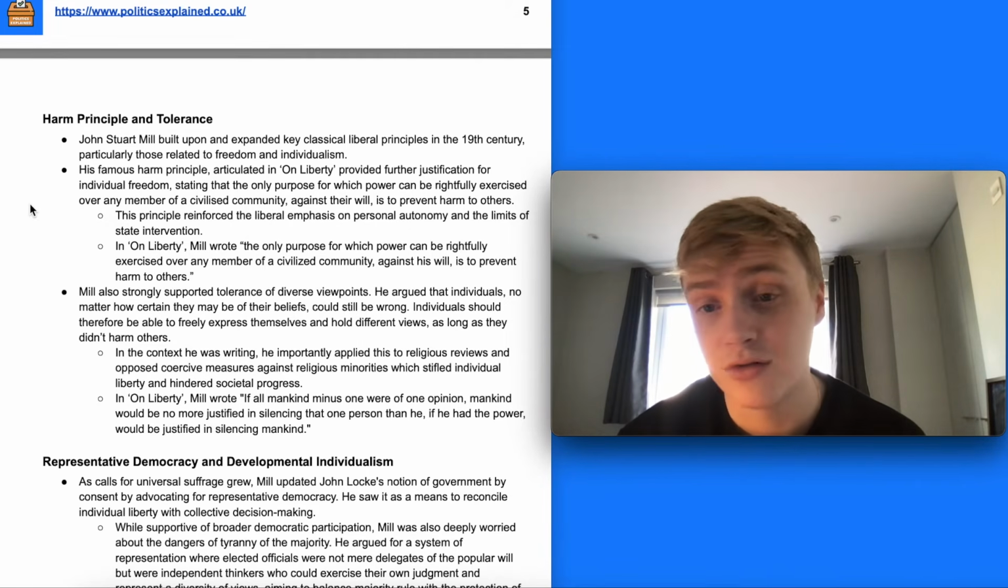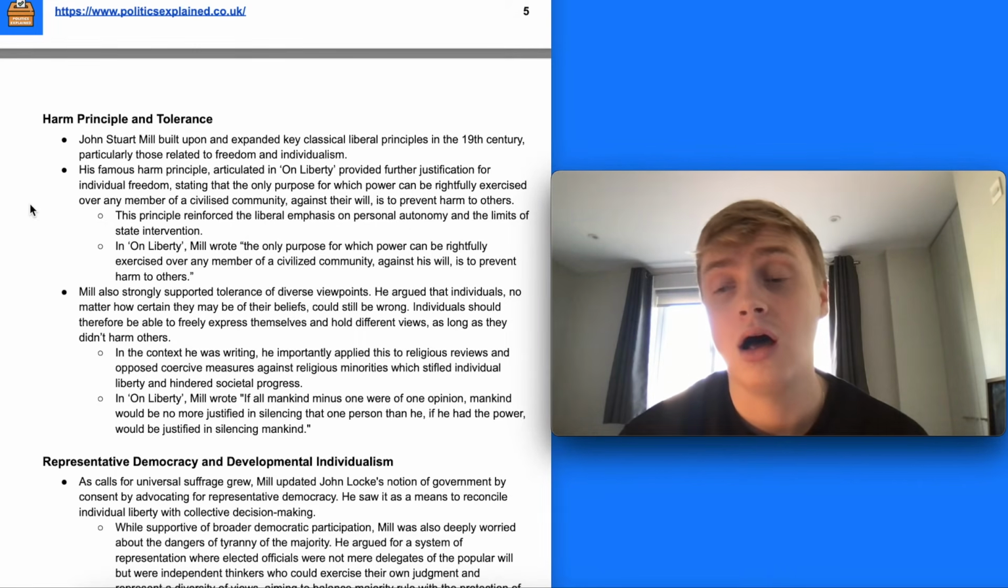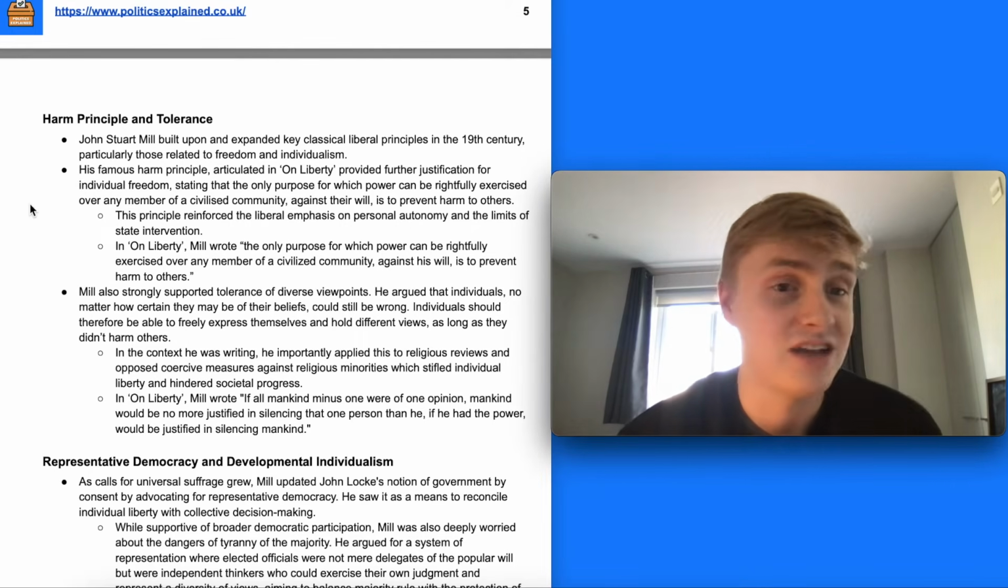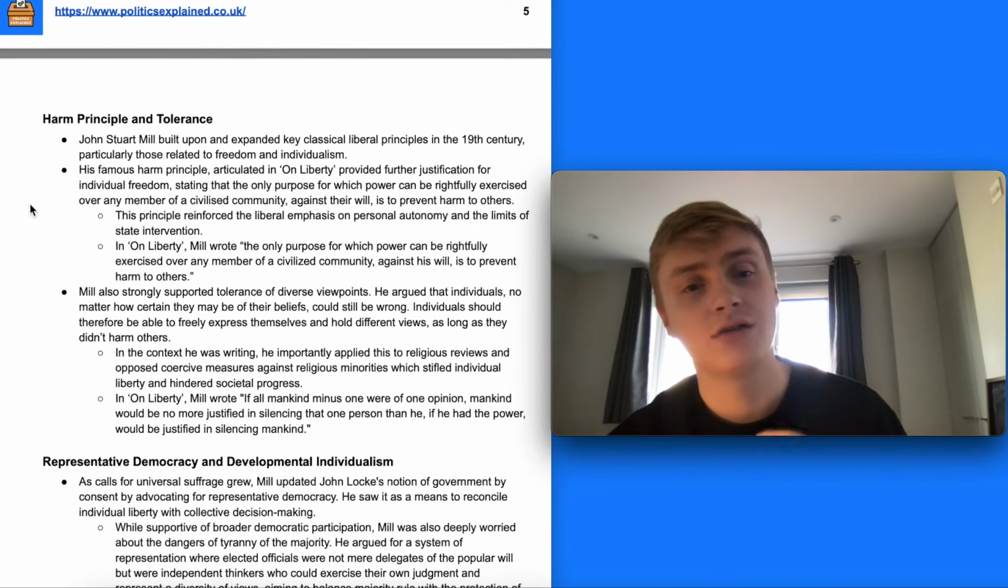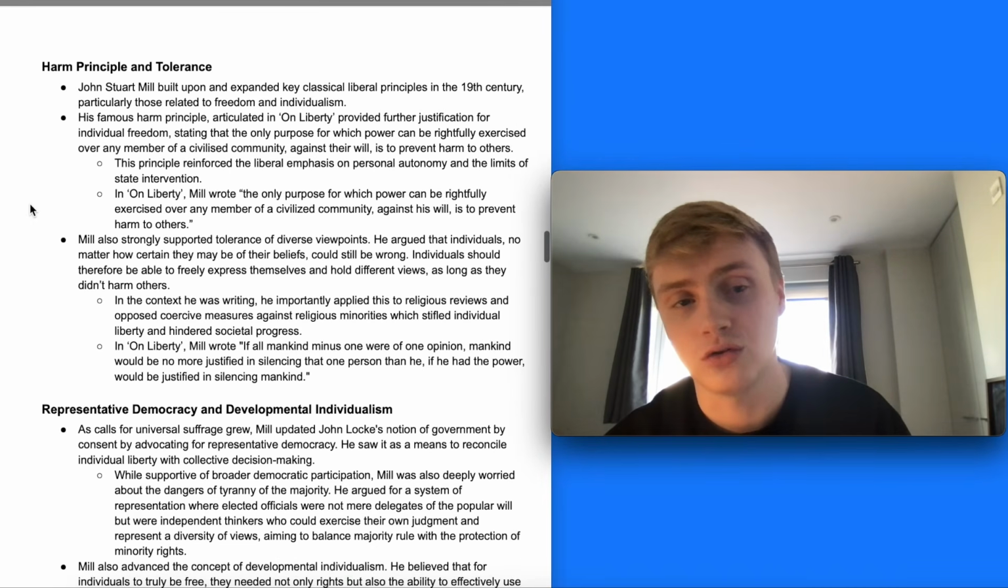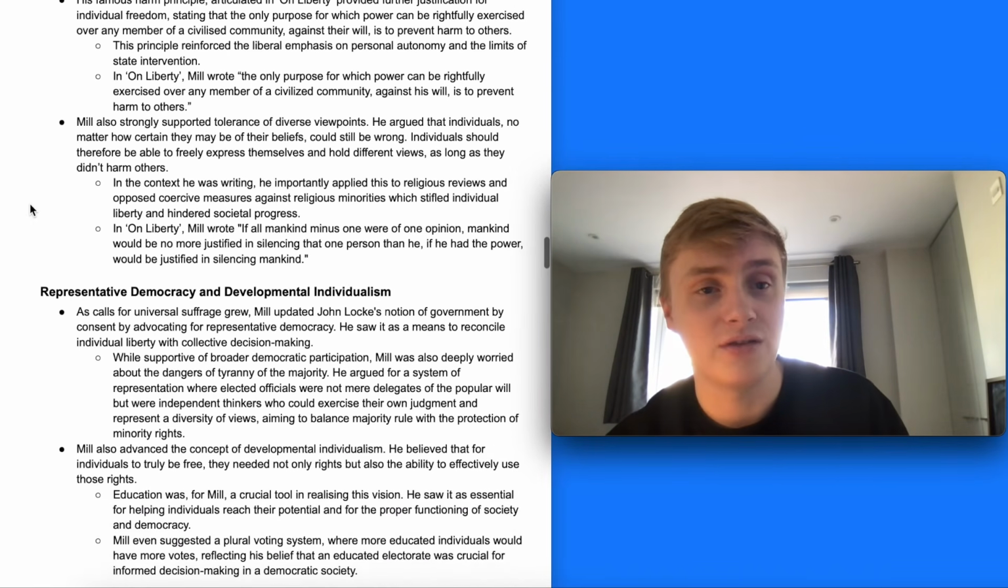So if you're not preventing harm to others, there's no legitimate way in which a state can interfere with you. And Mill reinforced this classical liberal emphasis on personal autonomy and the limits of state intervention.